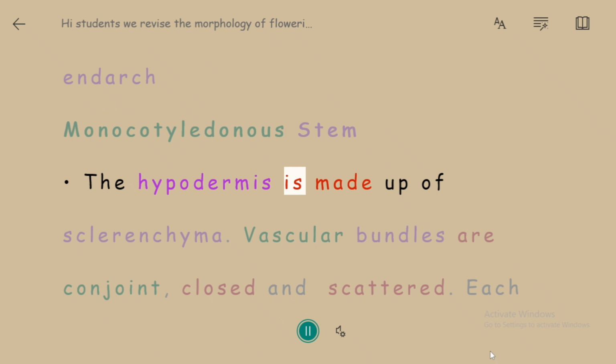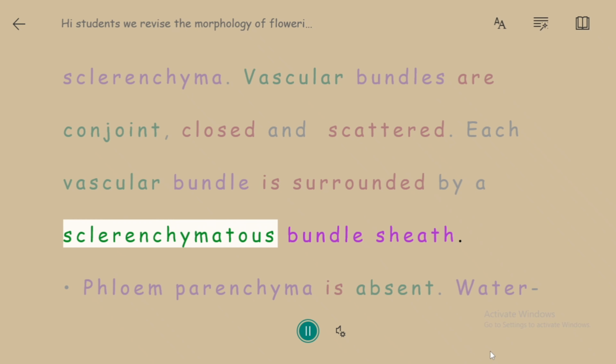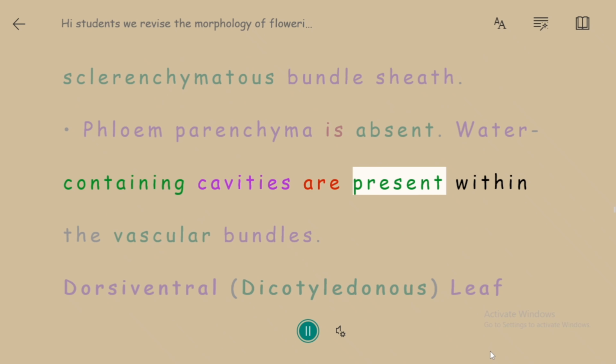Monocotyledonous stem. The hypodermis is made up of sclerenchyma. Vascular bundles are conjoint, closed and scattered. Each vascular bundle is surrounded by a sclerenchymatous bundle sheath. Phloem parenchyma is absent. Water-containing cavities are present within the vascular bundles.